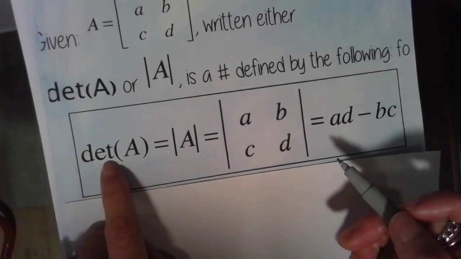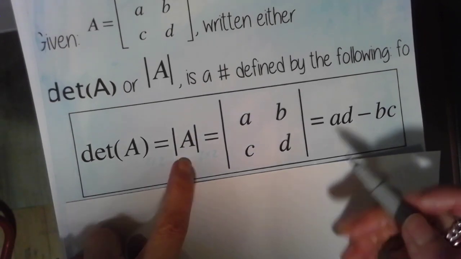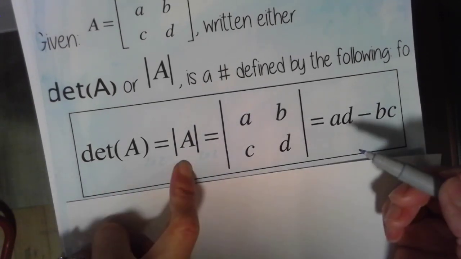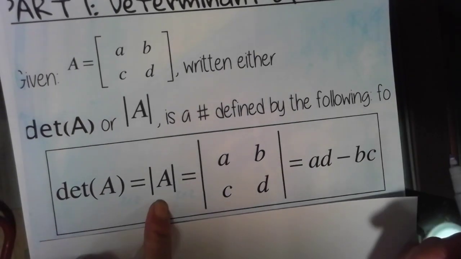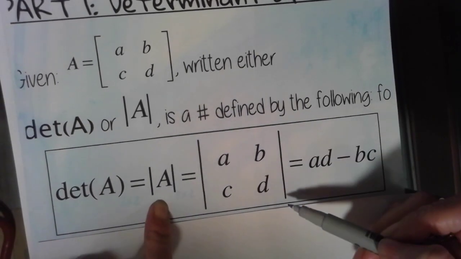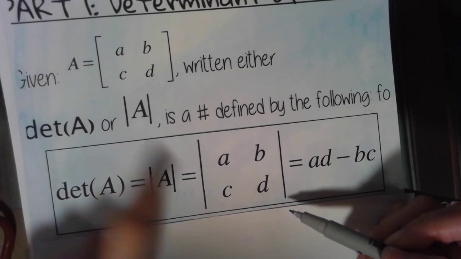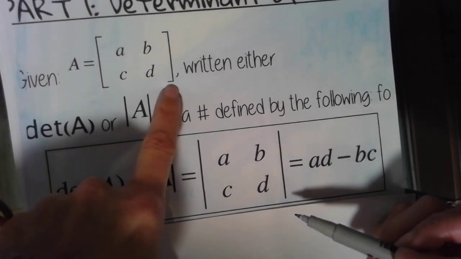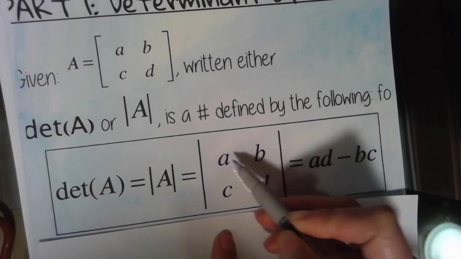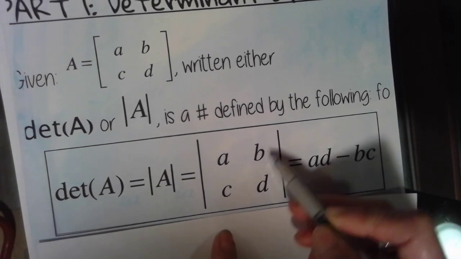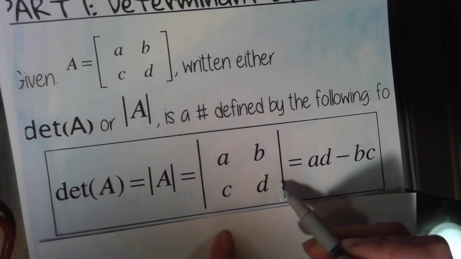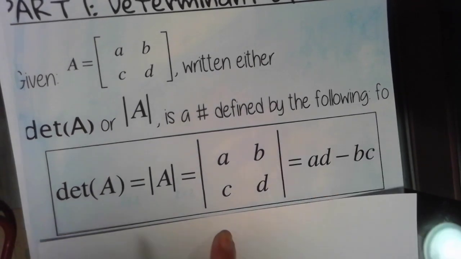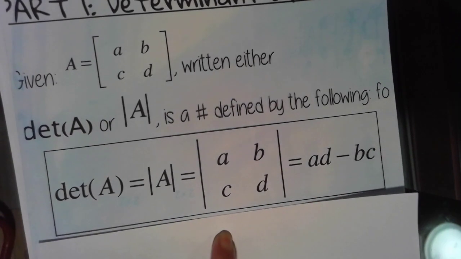So the determinant of A is equal to the determinant of A. They all have the same meaning. When you're computing the determinant of a matrix, you put these straight lines, not square brackets anymore. What you do is multiply a times d and subtract bc from ad. So you go ad minus bc, and that's how you get the determinant. Strange, I know. Let's try that really quickly.